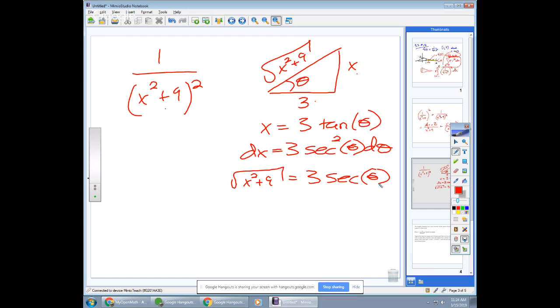And how do we get rid of the square root? Square both sides. So x squared plus 9 must be equal to 9 secant squared of theta. And now we have everything we need for the substitution. And I'll leave you guys to confirm that and see what happens.